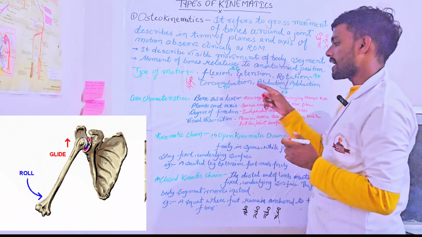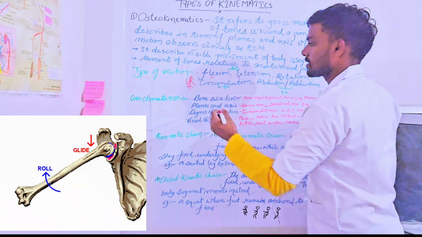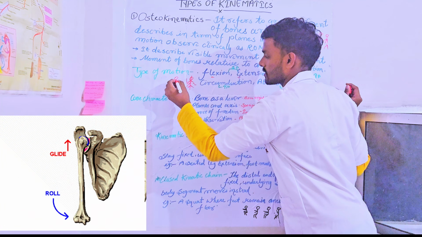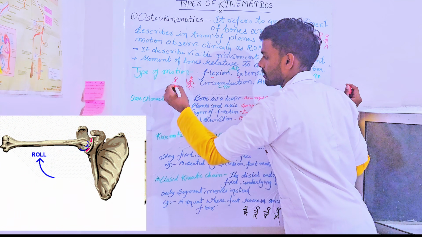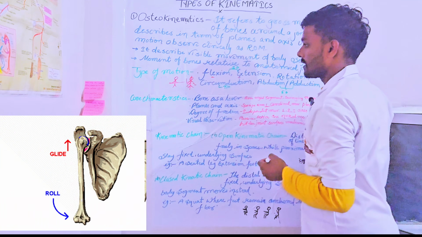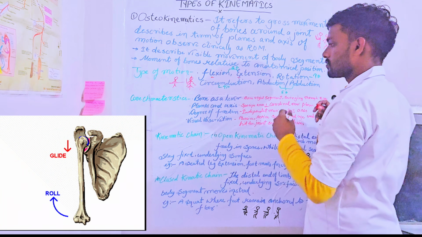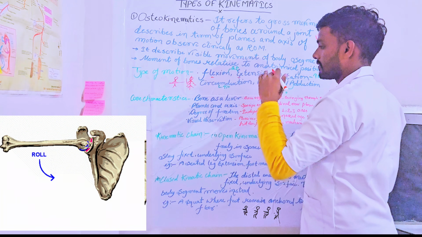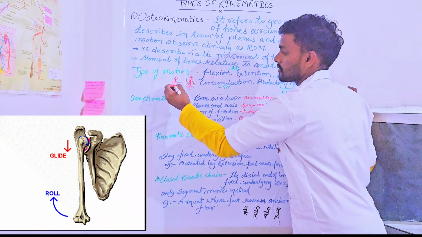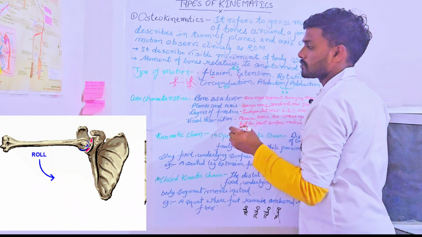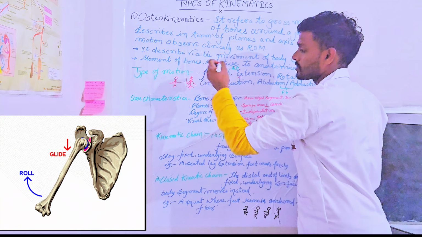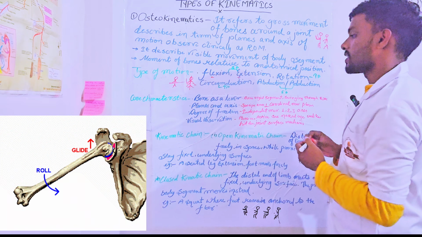Next is rotation and circumduction. For rotation and circumduction, we take the person and cut the body horizontally, the horizontal or transverse section, into the transverse plane. The joint movement shown in this transverse plane is internal and external rotation of the hip joint and internal and external rotation of the shoulder joint.